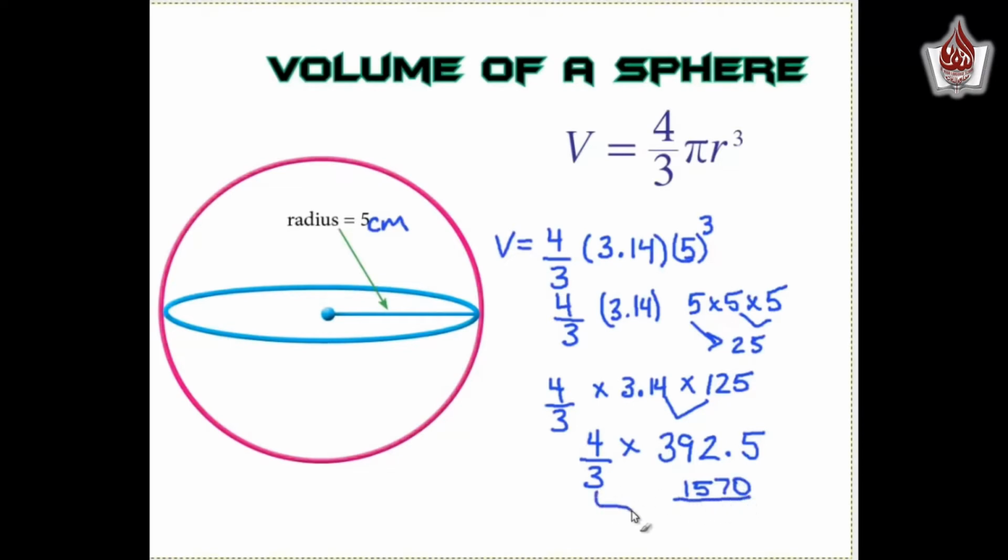Our last step is we're going to bring that 3 down here and divide by 3. And so our volume, after we do our division, is V equal to 523.33. We're going to stop right there. I said we're going to round to the hundredths place. Here's the tenths, hundredths. Now this goes on, it's a repeating decimal of 3, but we're going to stop right here. So the volume of this sphere with the radius of 5 centimeters is 523.33 centimeters cubed.